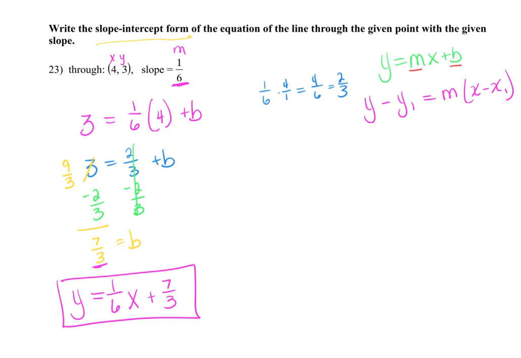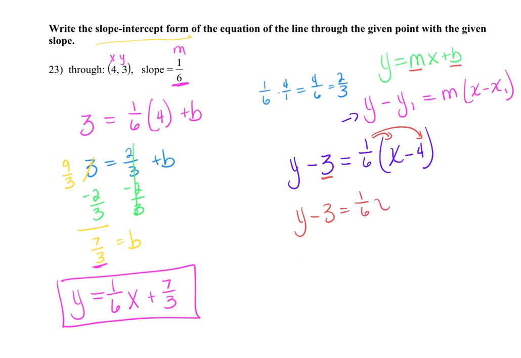So if you want to do point slope, you're going to do the same thing. You're just going to use this equation. You're going to say y minus your y value, which was 3, equals m, that's your slope, x minus your x value, which was 4. All right? For this way, all you need to do is distribute and then move that y over. So we're going to say y minus 3 equals 1/6 x. Again, 1/6 times 4 gave me 2/3. It's a positive times a negative.